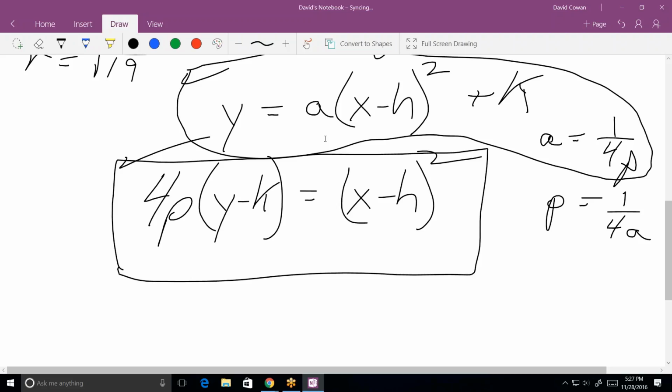When we do talk parabolas next time, probably, make sure you're aware of which format they're using.